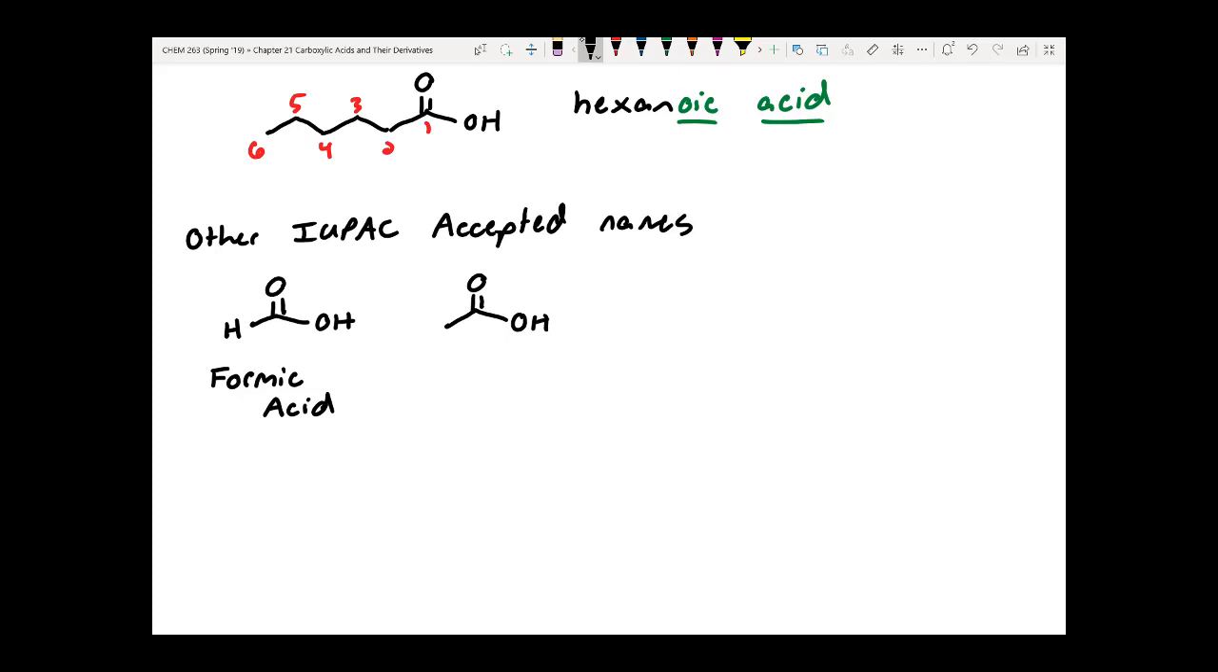So there's this next one. All right. If we followed the naming system above, this would be ethanoic acid. Again, people would look at you funny if you asked for a bottle of ethanoic acid. Instead, people will call this acetic acid.